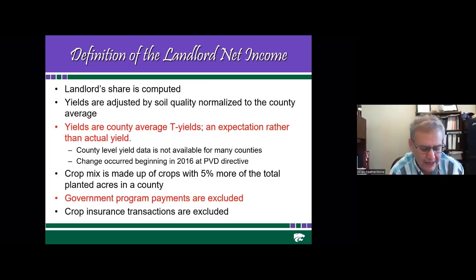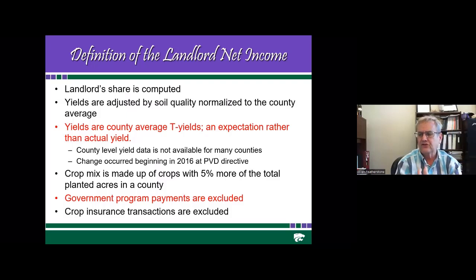And so maybe to summarize the definition of landlord net income more in layman's terms, as opposed to legalese, the process is that the landlord share is computed based on the income generating capacity of that land and then also the expenses.